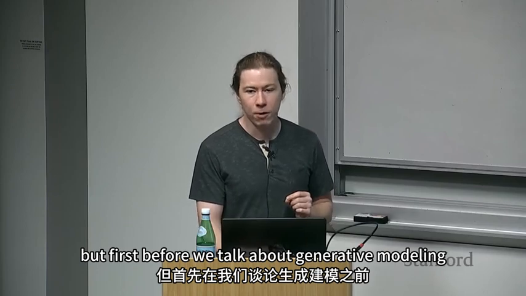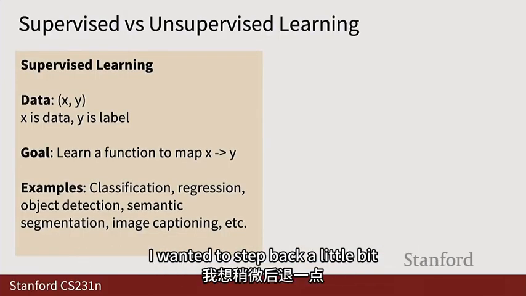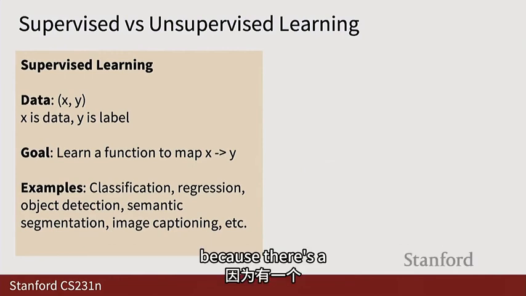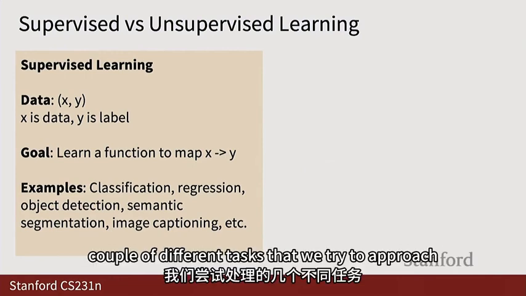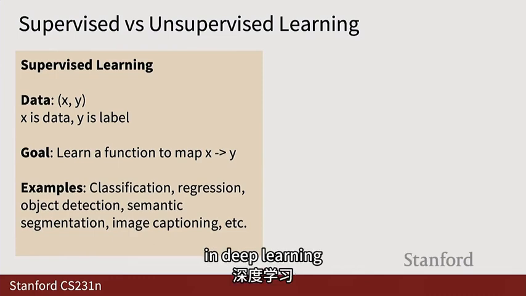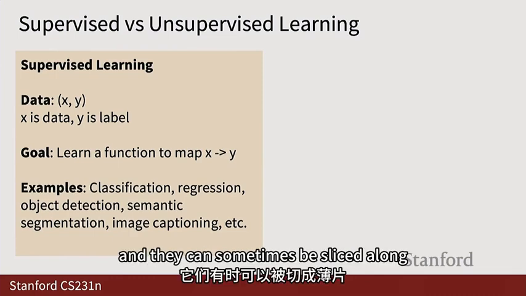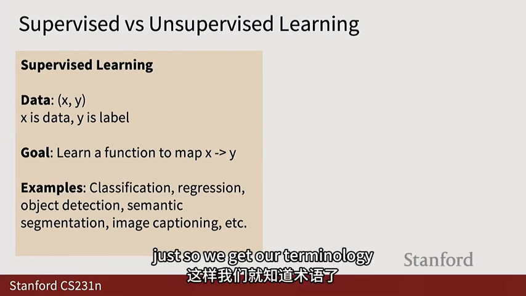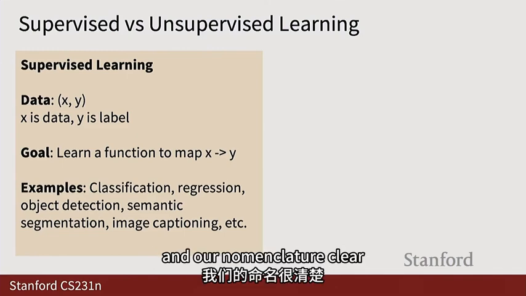But first, before we talk about generative modeling, I wanted to step back a little bit and talk about supervised versus unsupervised learning, right? Because there's a couple of different tasks that we try to approach in deep learning, and they can sometimes be sliced along a couple of different orthogonal axes. So I wanted to talk about those a little bit, just so we get our terminology and our nomenclature clear.